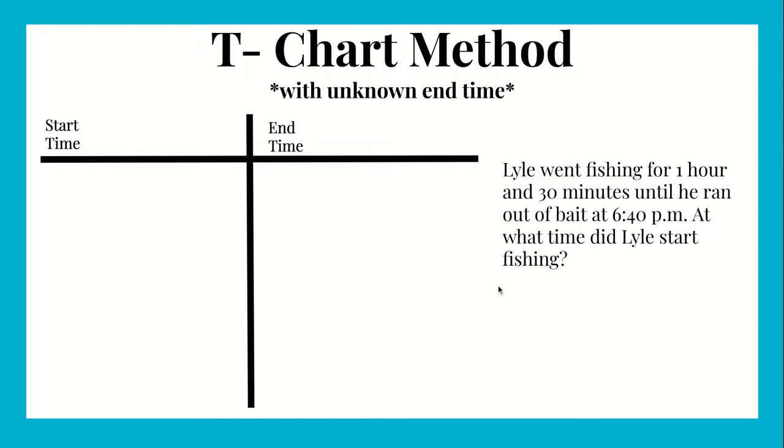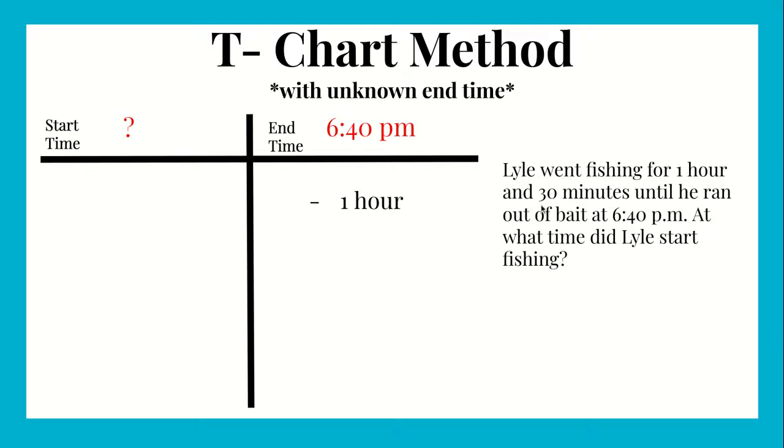Here we go again with an unknown. Lyle went fishing for 1 hour and 30 minutes until he ran out of bait at 6:40 p.m. At what time did he start? So this time we have the end time. We don't have the start time. So I'm actually going to backtrack. We're going to think backwards.